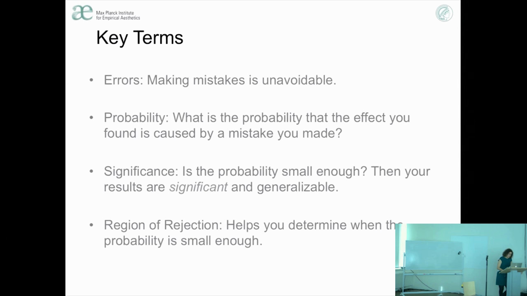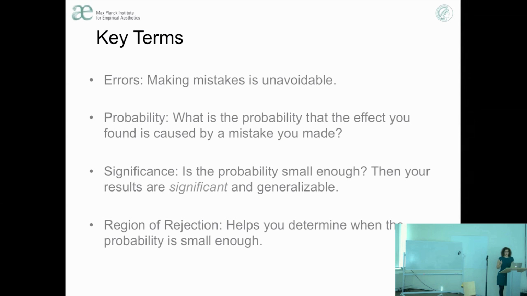We try to ascertain what the probability is that the effect we found was caused by random errors, and that upon replication of the study, it could be caused by random errors again. When this probability is small enough, your results can be called significant and generalizable. Or to put it in a different way, then the probability that the effect you found is due to your independent variable is big enough.